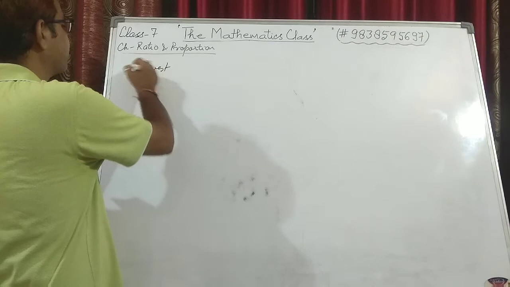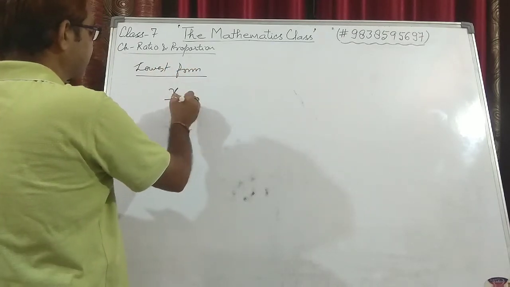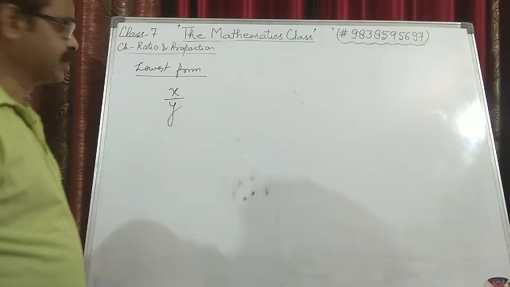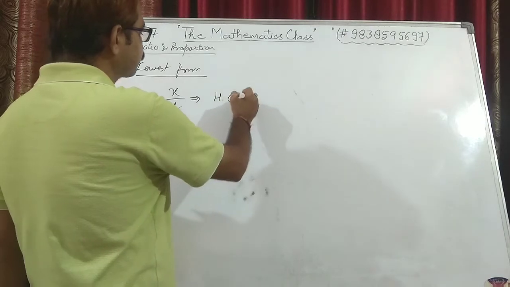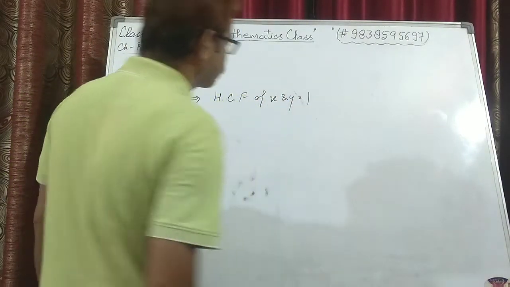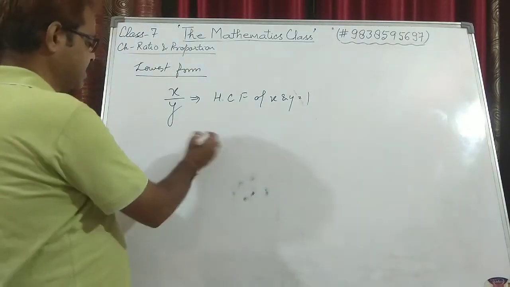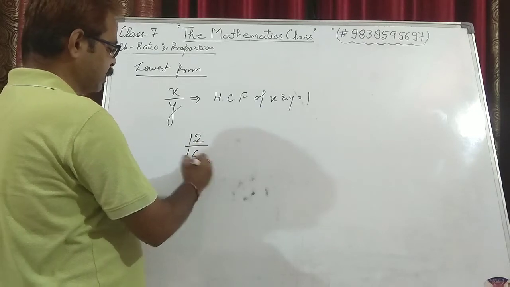Lowest form. Let's say x upon y is a ratio. When x upon y is a ratio, it means it is in the lowest form if the HCF of x and y is equal to 1. Suppose I say 12 upon 16.